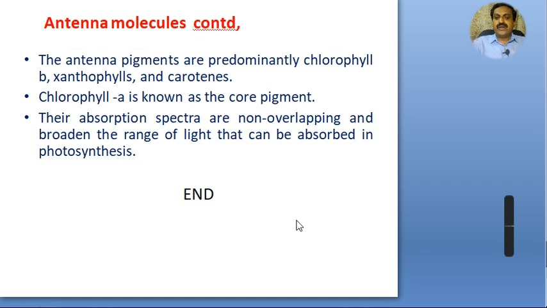After knowing all these pigment molecules and their role, and antenna molecules, in the next lecture we can move on to the mechanism of photosynthesis, and how the pigment molecules present in chlorophyll are responsible for bringing about the light and dark reactions of photosynthesis. Thank you.